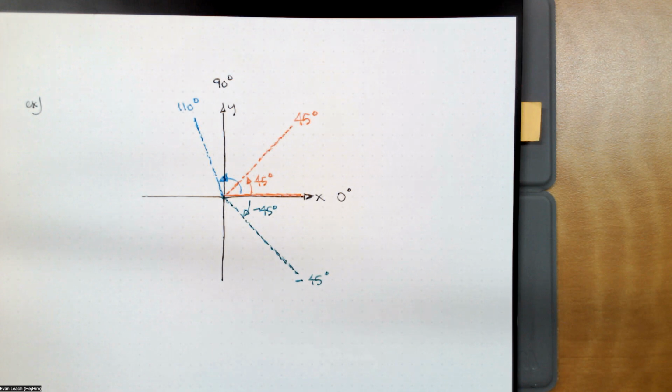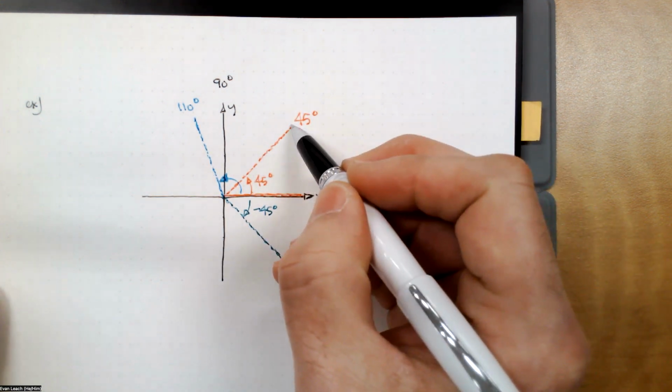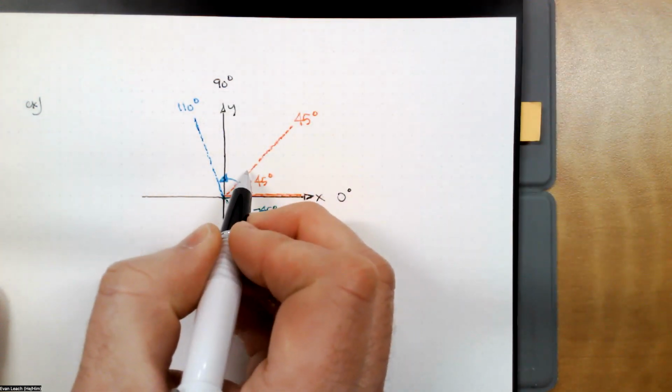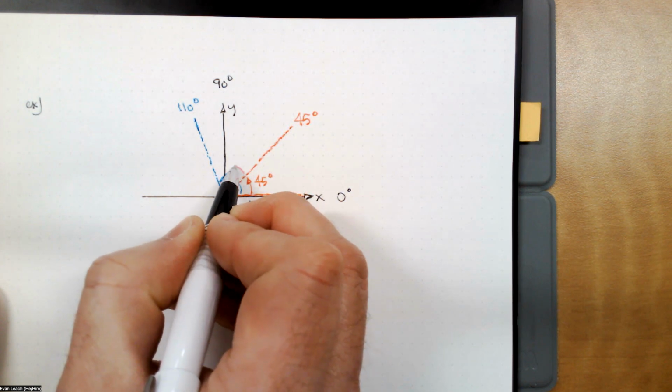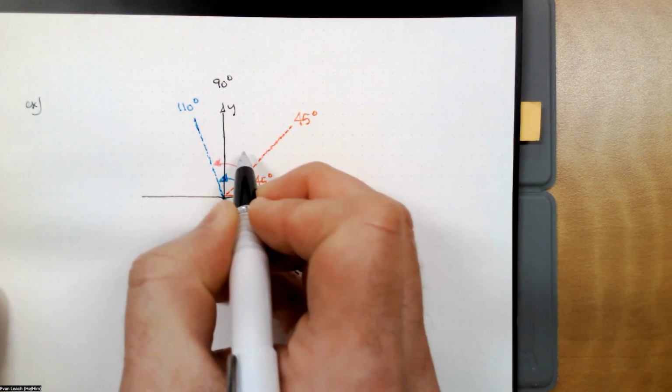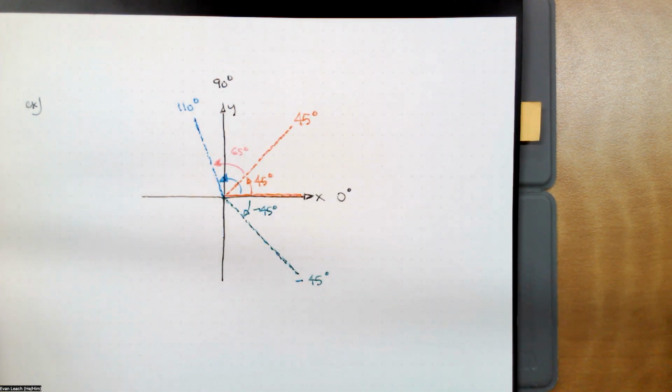So if we could look at the angle between 45 and 110, how big would that angle be? How many degrees are between the 45 and the 110? How many is that? 65. But that 65 degrees is not in standard position. That will be the measure of that angle between the 45 and the 110. That's 65, but those aren't in standard position.